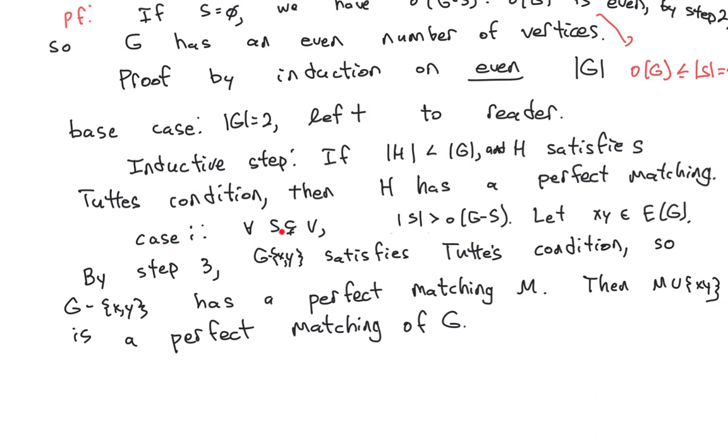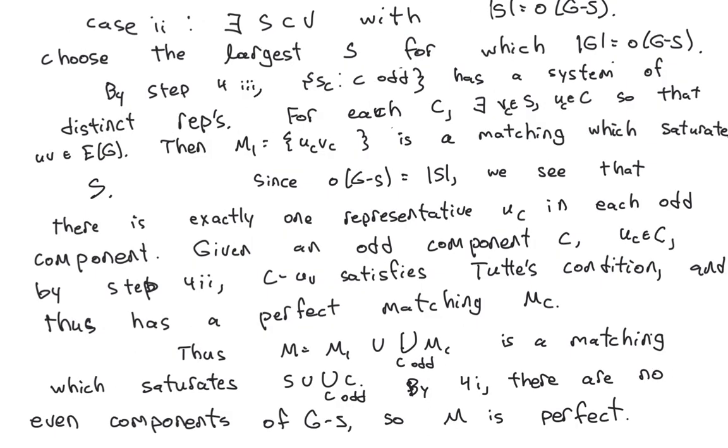So for case 1, suppose that for all proper subsets of the vertex set, we have strict inequality in the Tutte's condition. Take any edge in your graph. By step 3, G take away the endpoints of that edge, satisfies Tutte's condition. So by induction hypothesis, G minus xy has a perfect matching M. Notice that no edge in M can have x or y as an endpoint. So when we add the edge xy to M, we get a matching of G, and every vertex in G is matched.